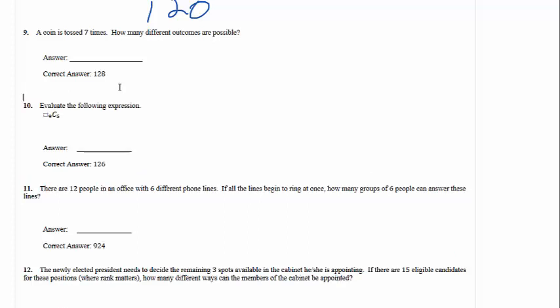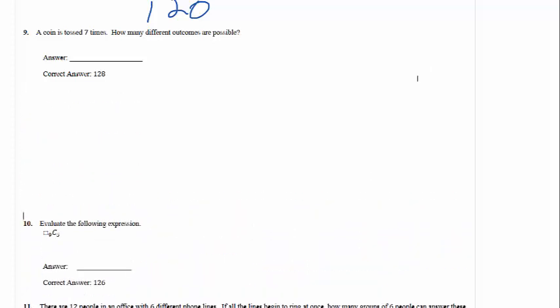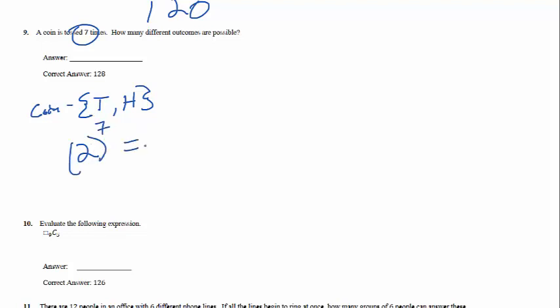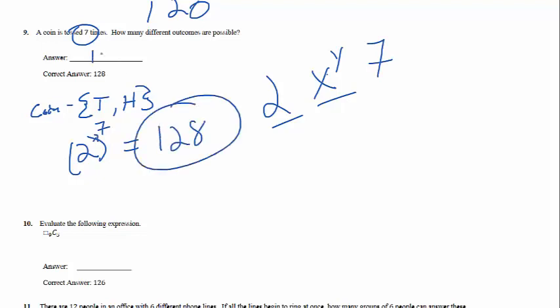A coin is tossed 7 times. How many different outcomes are there? Well, the coin has 2 outcomes, right? It has either heads or tails. So it's 2 possible outcomes every time. And we kind of did one of these before. How many times does it toss? It tosses 7 times. That's 2 to the 7. If you don't know how to do this one, there should be an X to the Y button on your calculator, so you're going to hit 2, X to the Y, and then 7. That should equal 128.